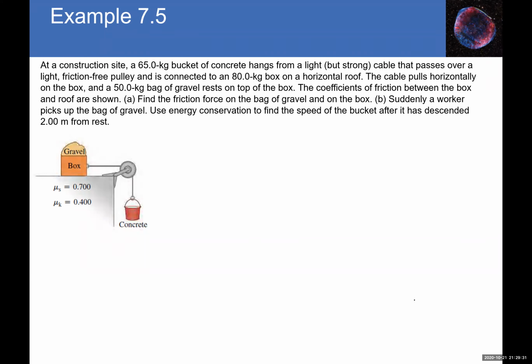At the construction site, the 65-kilogram bucket of concrete hangs from a light but strong cable, which means it's a massless string. It passes over a light friction-free pulley and is connected to an 80-kilogram box on a horizontal roof. The cable pulls horizontally on the box and a 50-kilogram bag of gravel rests on top of the box. The coefficients of friction between the box and the roof are shown: static is 0.7 and kinetic is 0.4. Now, find the friction force on the bag of gravel and on the box. Let's see what we have.